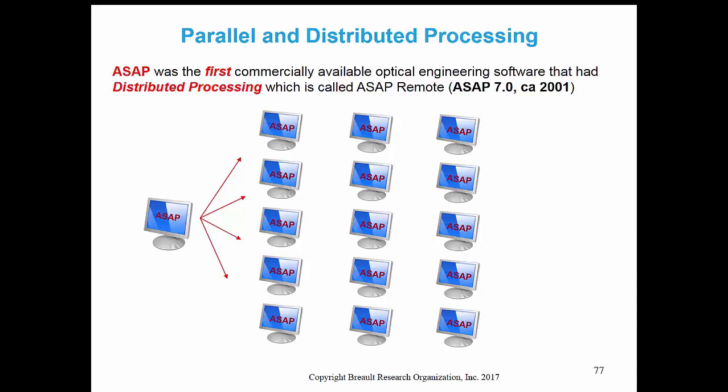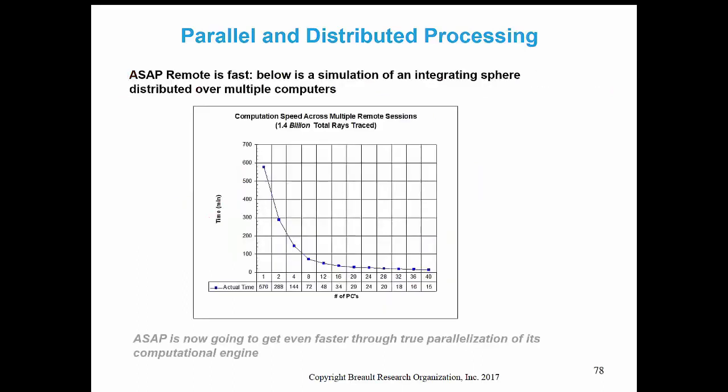Remote allows a properly licensed single user to access up to 100 CPUs or cores or more across multiple computers on the local area network, LAN, including the user's own PC. Remote processes can be distributed across a variety of single and multi-core PCs, as ASAP can automatically determine the number of cores available on each individual machine. Remote is real, extensible distributed processing, a first in the ray tracing software industry. Remote is fast. Below is a simulation of an integrating sphere distributed over multiple computers.